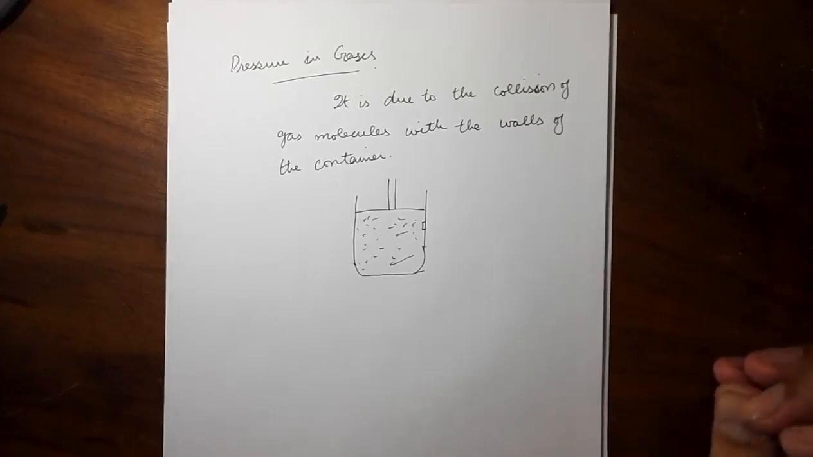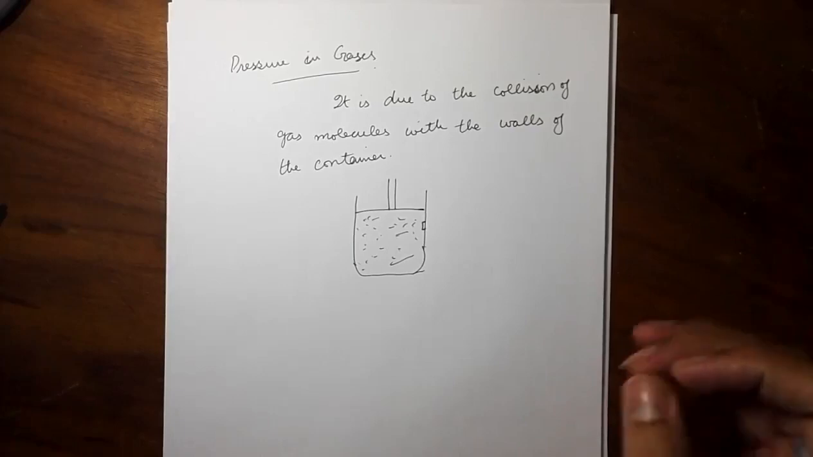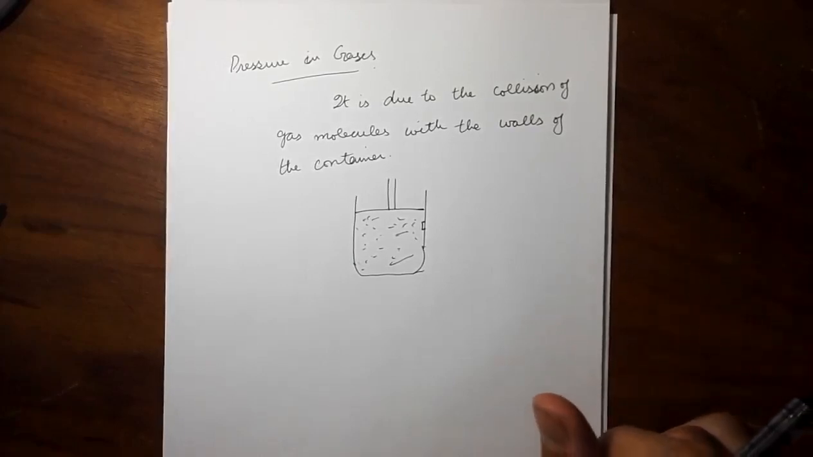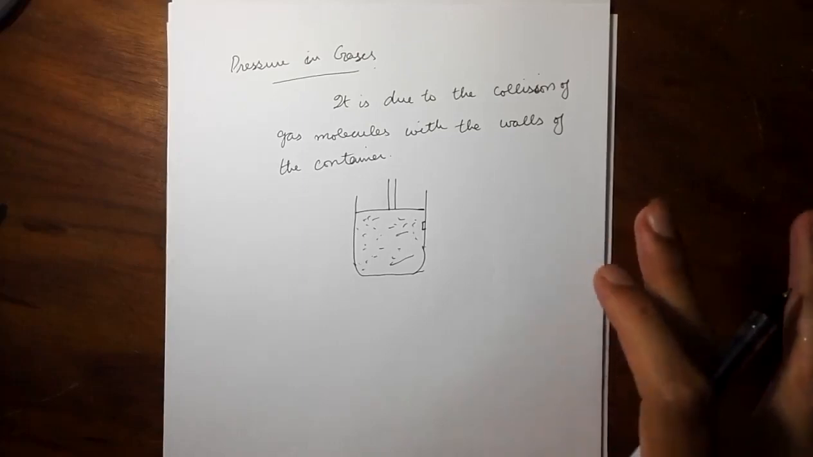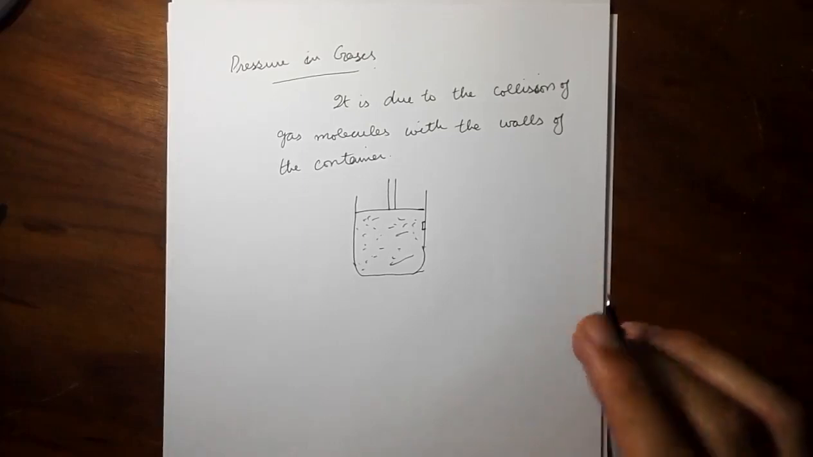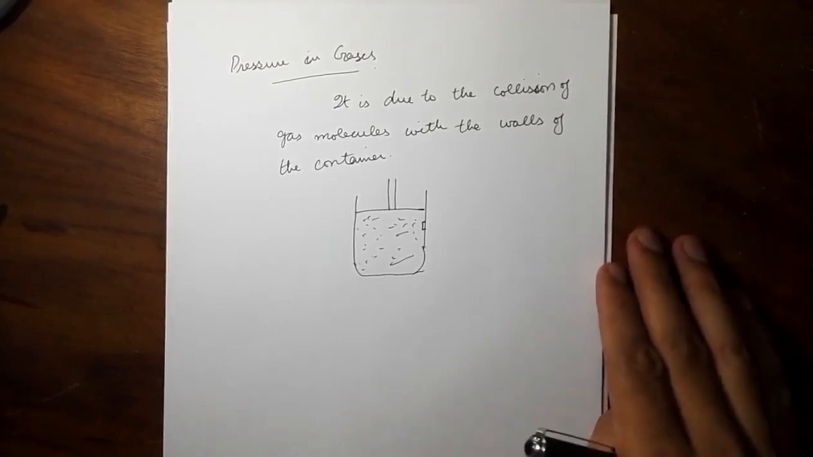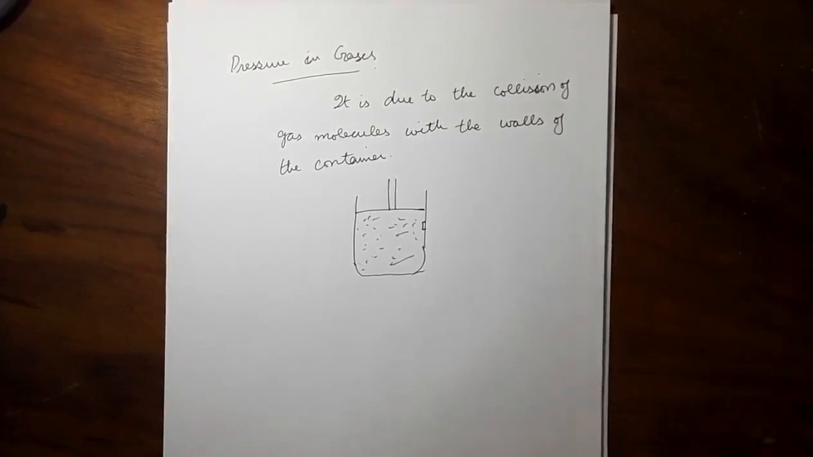By decreasing the volume, pressure increases because the collisions of the molecules increase. So two factors: by increasing the temperature or by decreasing the volume, the pressure of the gas increases. Now we have to see certain relationships between pressure and temperature, pressure and volume, and the relation of volume with temperature as well.